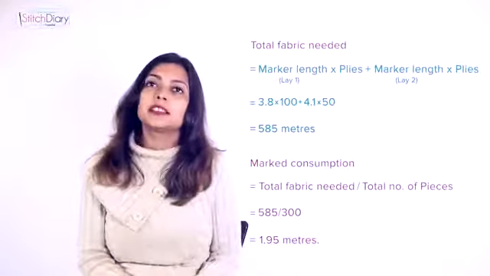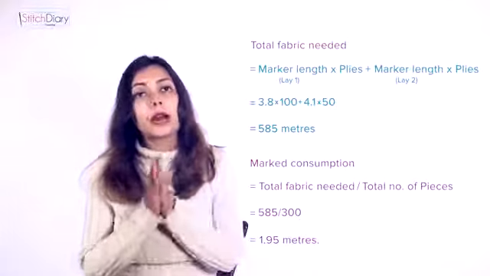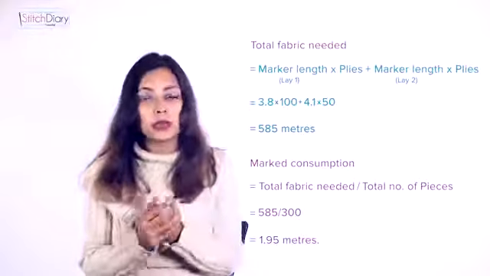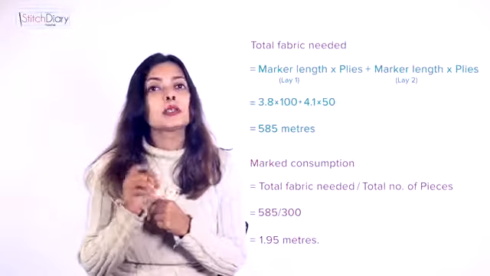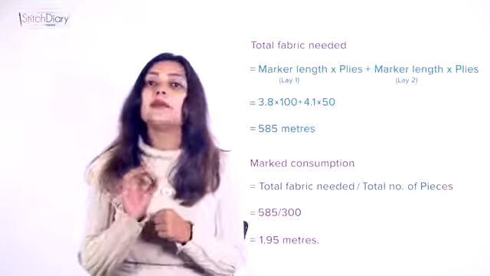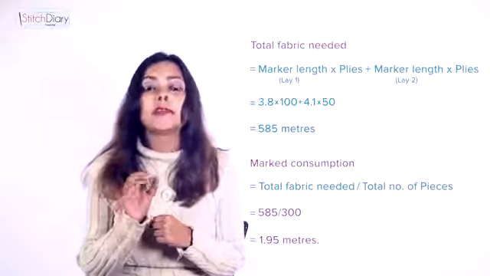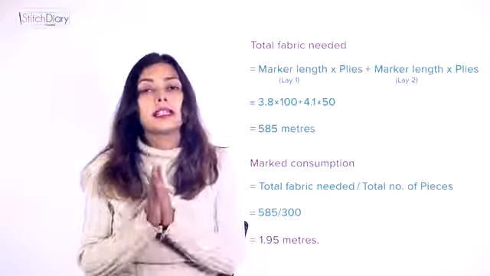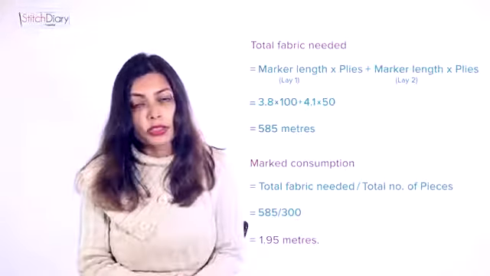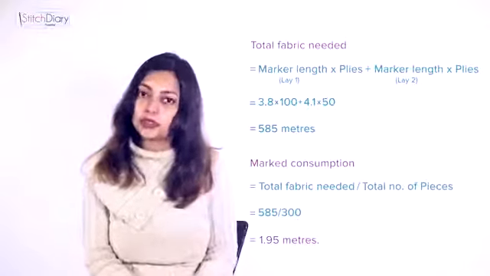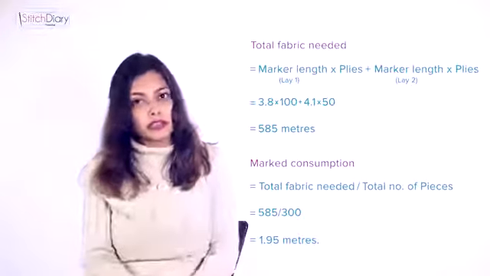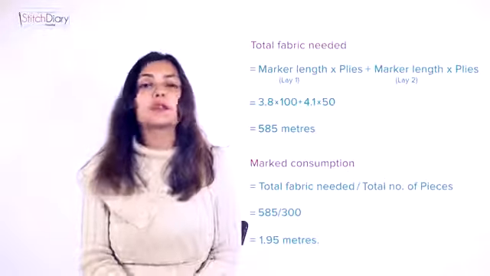Total number of pieces in the order are 300. So marked consumption or weighted marker consumption or lay consumption, whatever you may call it, is defined as total fabric used in the order divided by total number of pieces. Therefore, 585 divided by 300 and we arrive at the consumption per piece for this order as 1.95 meters. We should understand that this number does not include any wastages and it is only the consumption as per the markers made in the order.